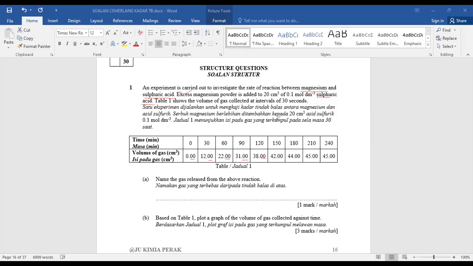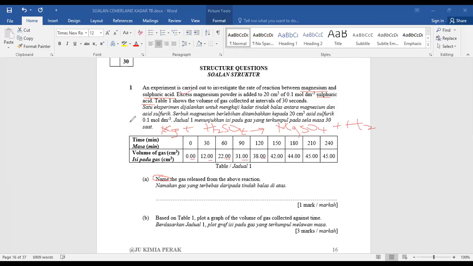Now, from here, we are asked to name the gas which is released. Can you see the word name? Name means we have to spell out. Now, how do we know the gas which is released? We have magnesium, which reacts with the sulfuric acid, which is H2SO4. Now, when this reaction occurs, you are getting magnesium sulfate and the hydrogen gas.